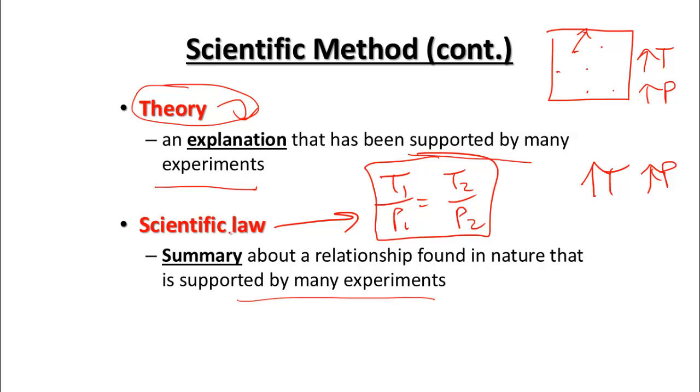So the difference between a theory and a law is theories explain why it happens, whereas scientific laws just say it's going to happen without saying why. Alright, that's it about the scientific method.